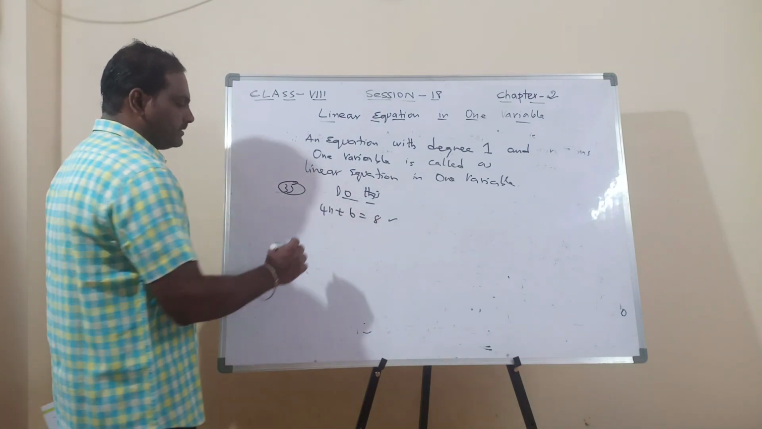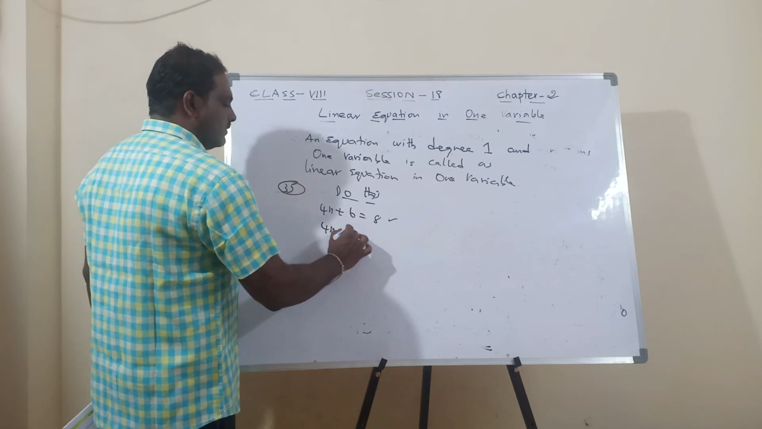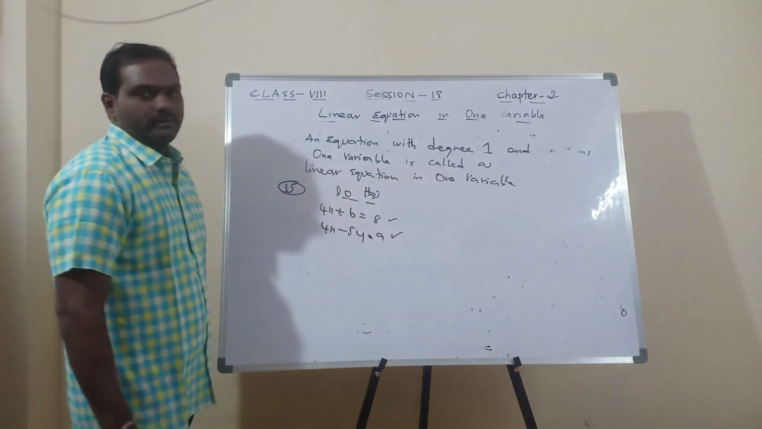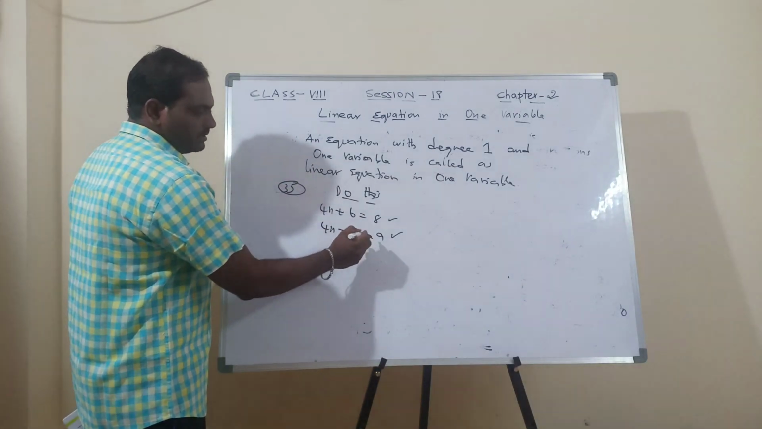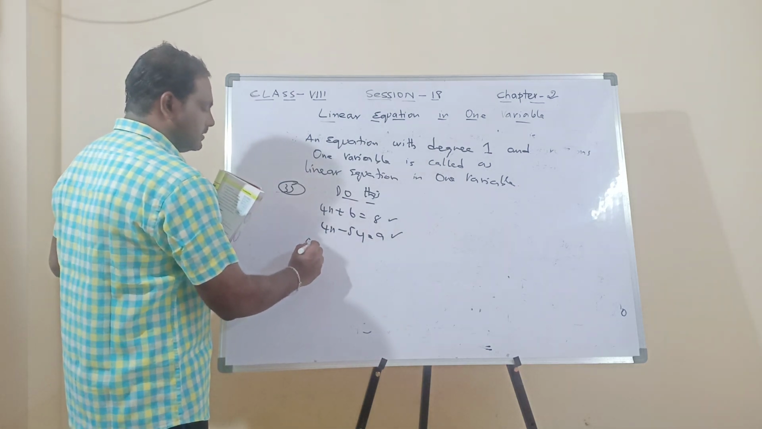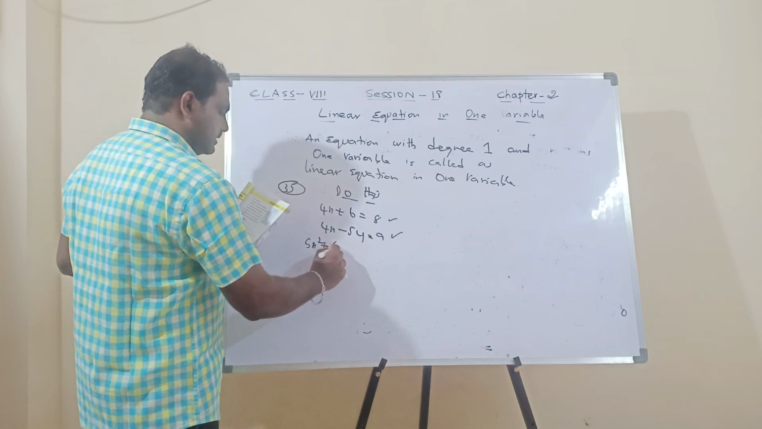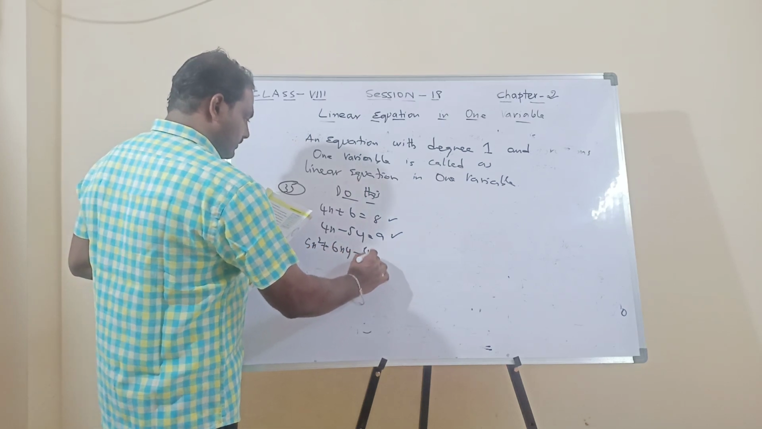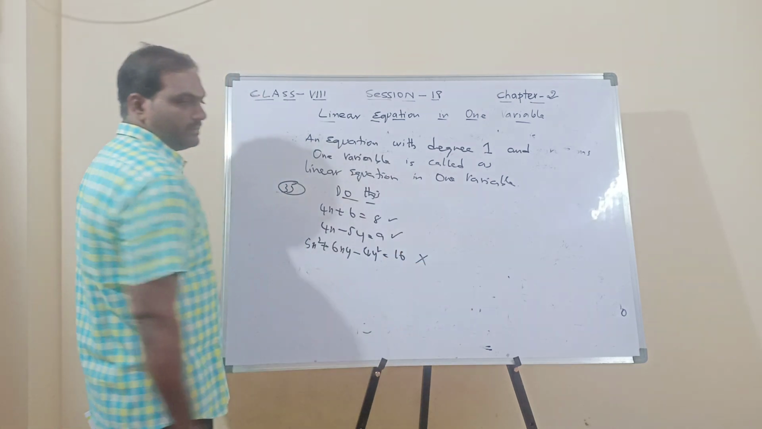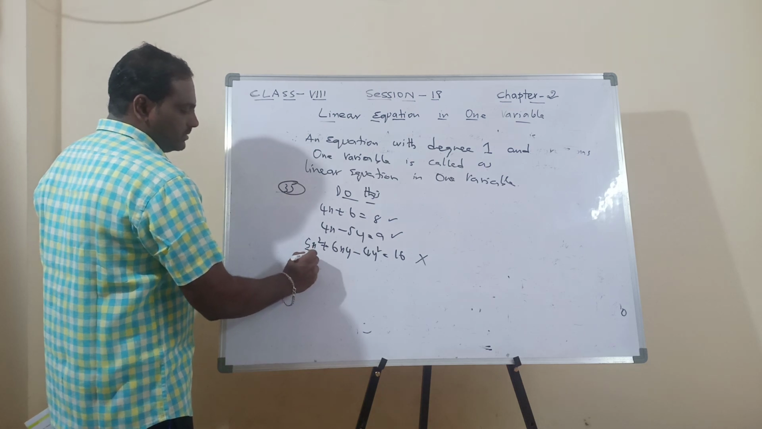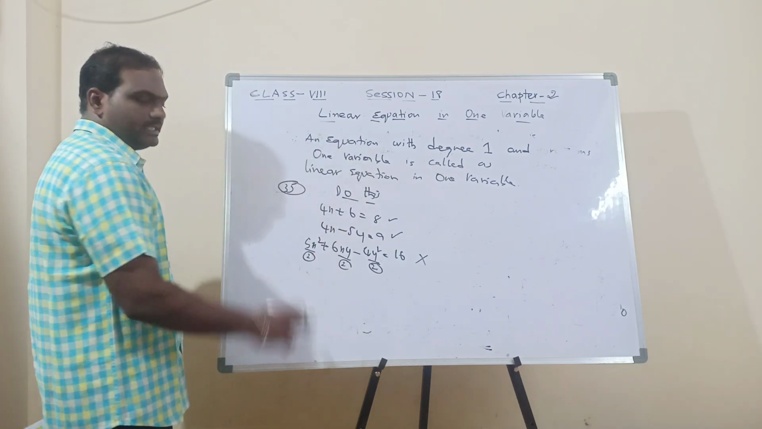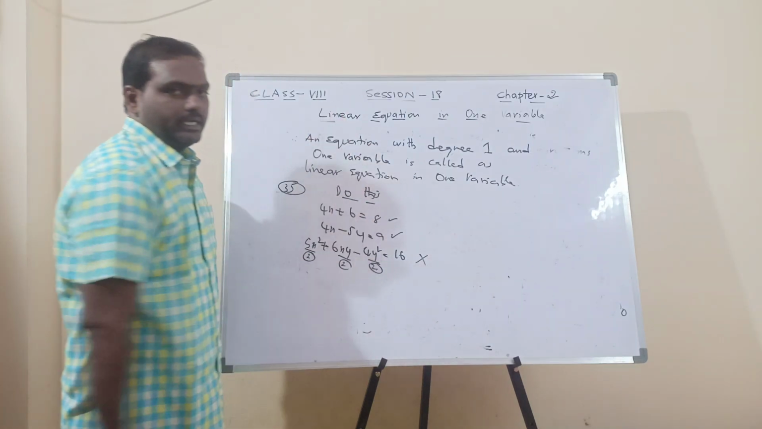Next, 4x minus 5y is equal to 9. Yes, it is also a linear equation because the power is 1, here it is also 1. Next, 5x square plus 6xy minus 4y square is equal to 16. So linear equation or not? No, it is not a linear equation. Why? Its degree is 2, this degree is also 2, and this is also 2. So therefore the highest power is 2. That's why it is not a linear equation.